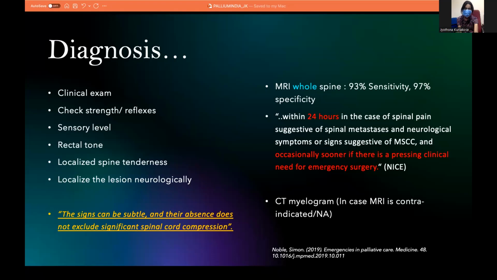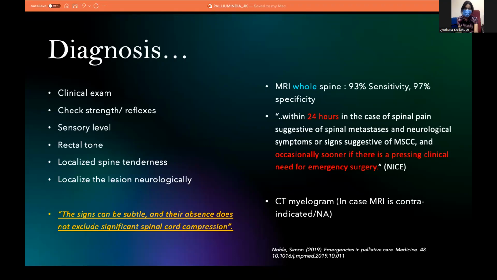MRI has a 93% sensitivity and 97% specificity. And how soon should we get the MRI done? Within 24 hours in case of spinal pain suggestive of spinal mets and cord compression, and occasionally sooner if there's a need for emergency surgery. This is according to the NICE guidance.